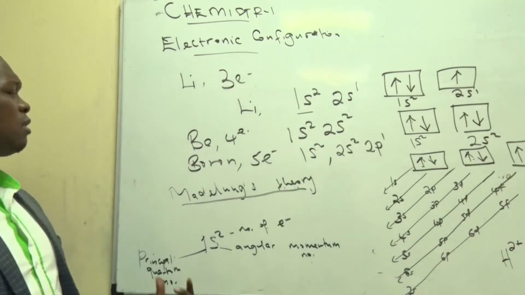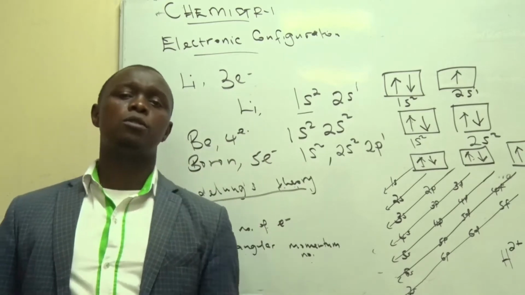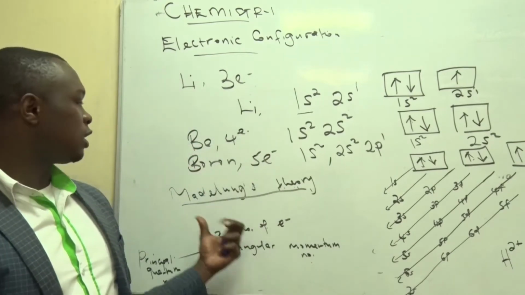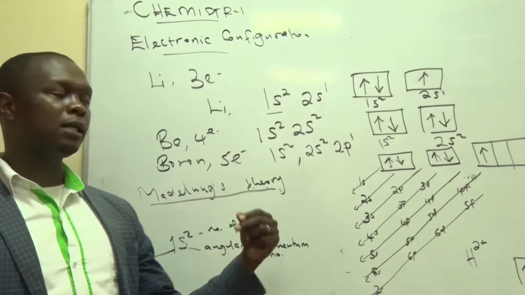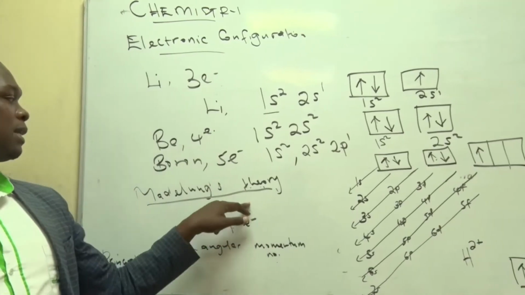Now sometimes one of the ways in which you can also write the configuration of the atomic orbitals is by applying Madelung's rule or Madelung's theory.